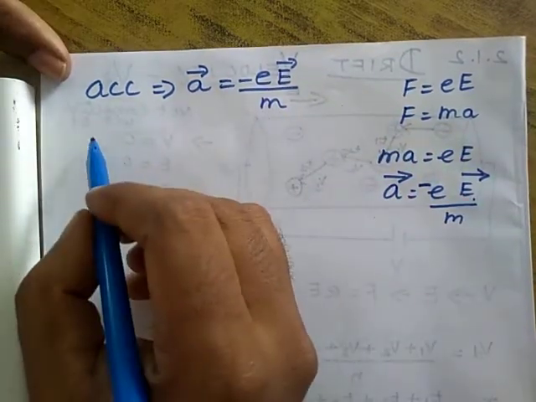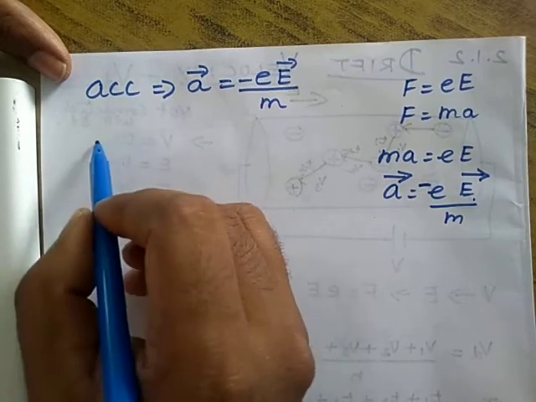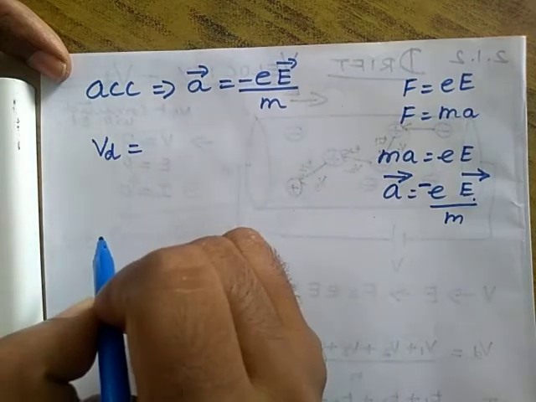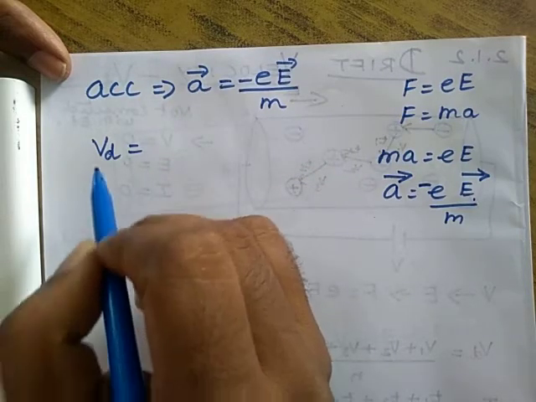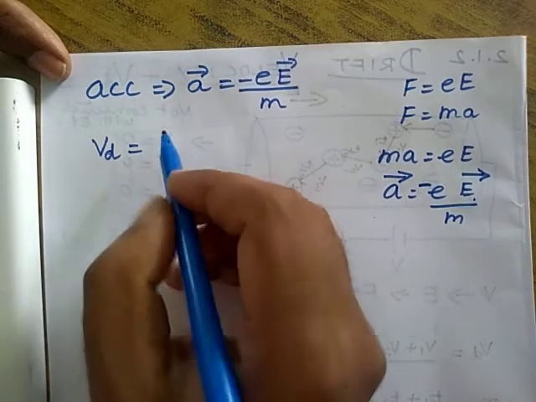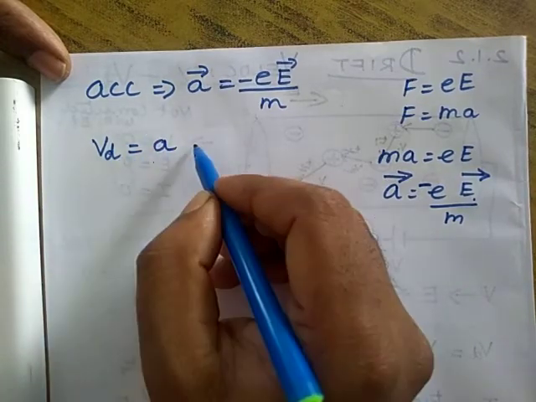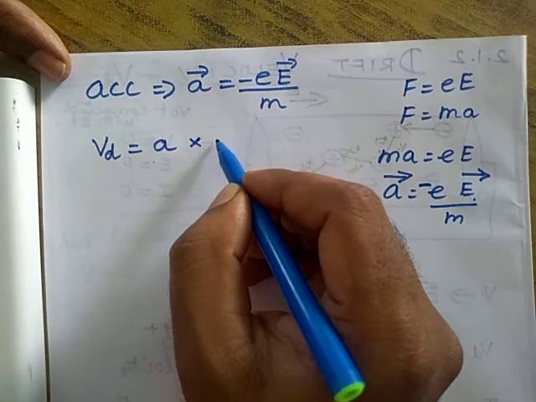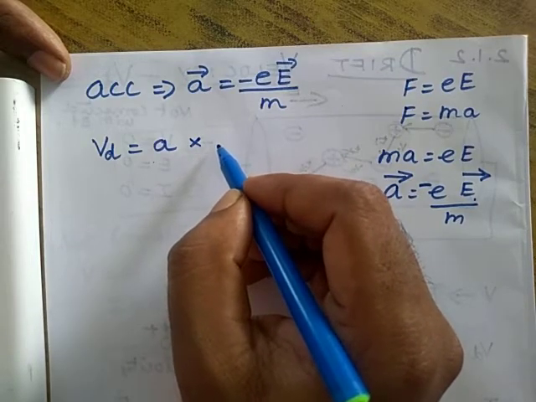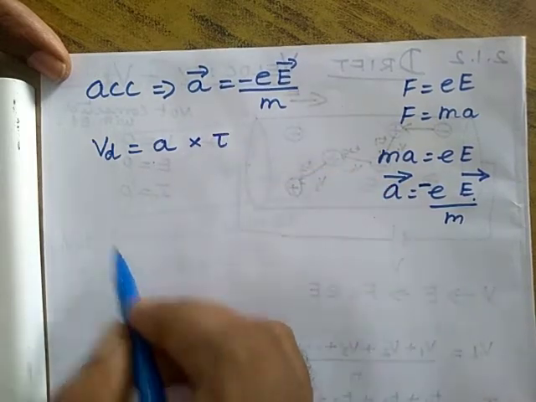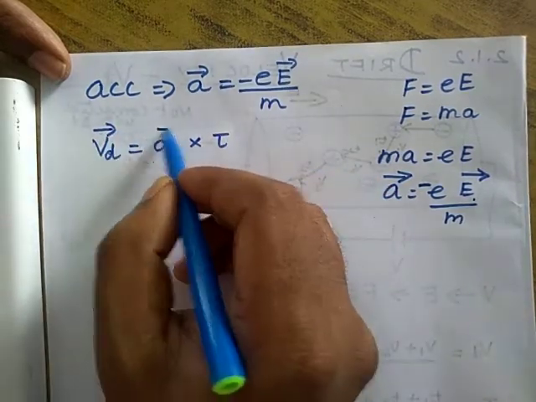Here we can find the drift velocity Vd in terms of acceleration. How do we write velocity in terms of acceleration? Velocity is equal to acceleration into time. Then Vd is equal to a into time. Here the time is the successive mean collision time, that means the mean free time tau. It is also a vector.